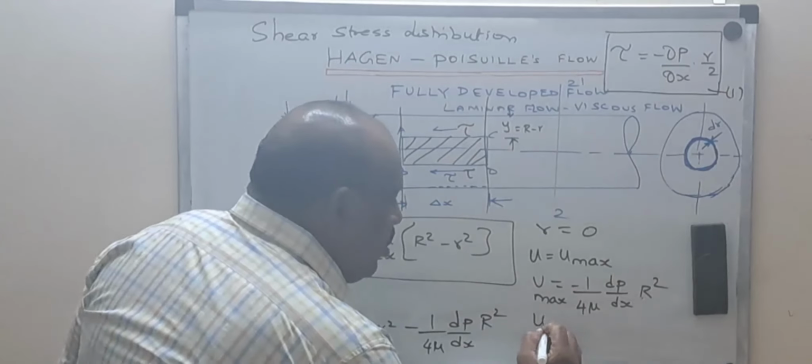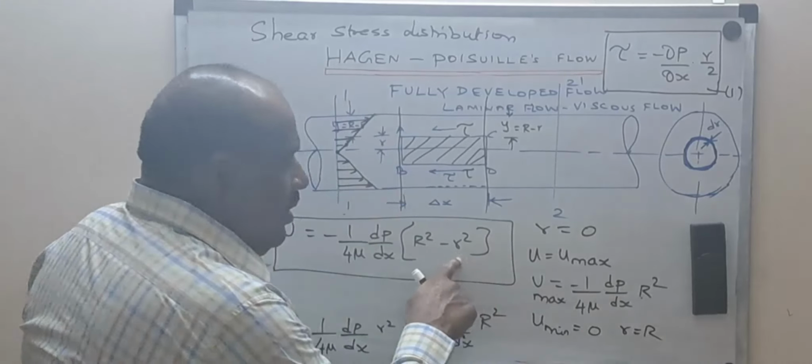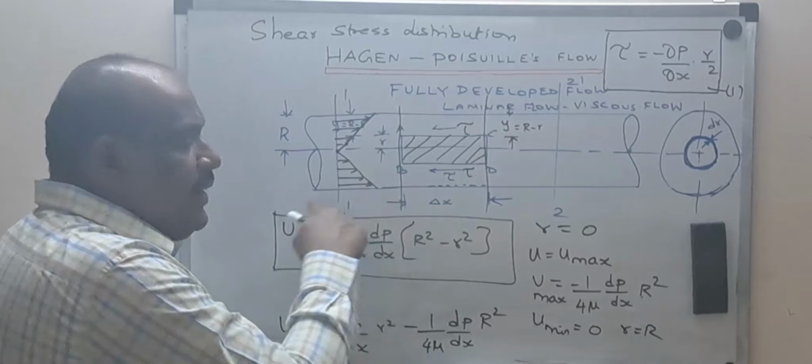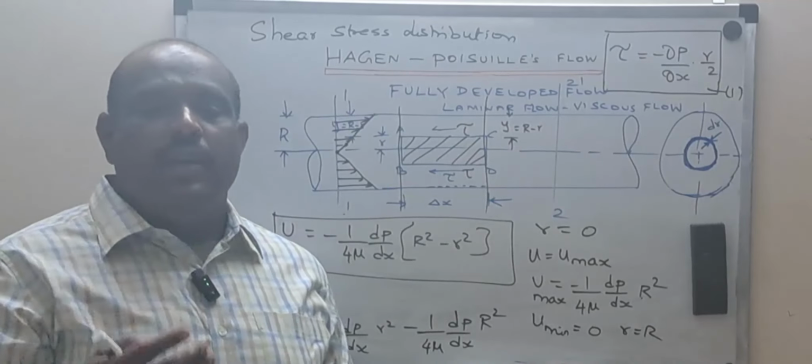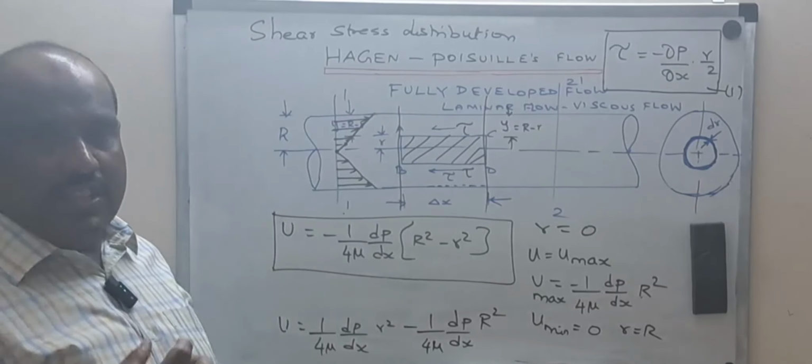What is u minimum? U minimum will be equal to 0. Why will it be 0? Because when small r equals capital R, the ratio becomes 1, so the entire term will become 0. That is nothing but our no slip boundary condition. So this is the profile for the velocity.